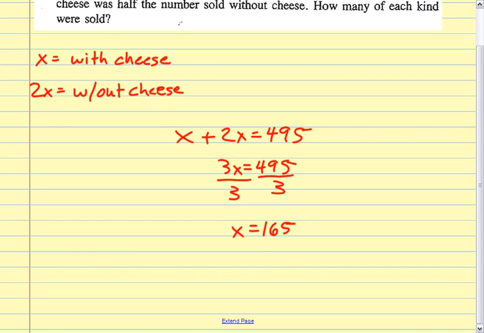So that means that 165 burgers were sold with cheese. With cheese is 165. Without cheese? 330. What if I add them together? You get 495. And that's what I better get, right? Because that's what they told us. Okay? All right, nice job. Let's look at the next one.